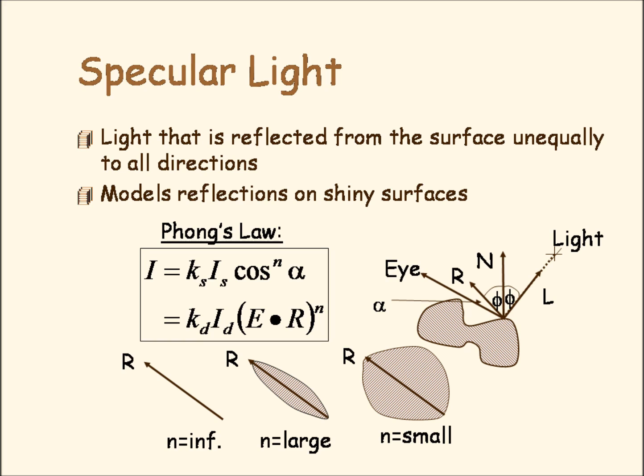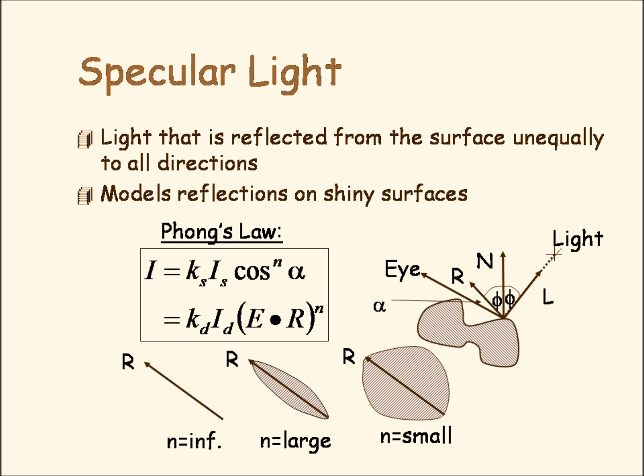So we have two phi angles at the same time, between N and L vector, and N and R vector. Collectively we give them the name alpha. Therefore in Phong's law you see I = Ks Is cos^n alpha. Is is the intensity of the light source, actually the specular light source. Ks is the material's specular reflection coefficient. In the equation, cos^n alpha can be interpreted as E dot R raised to power n, where n is any number which can be small, large or infinity.